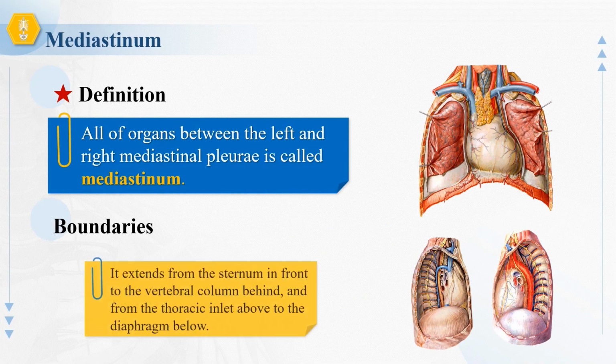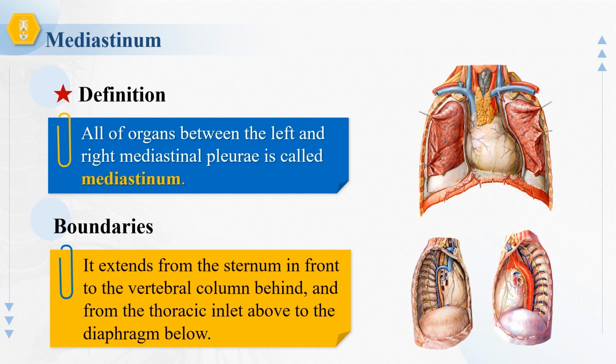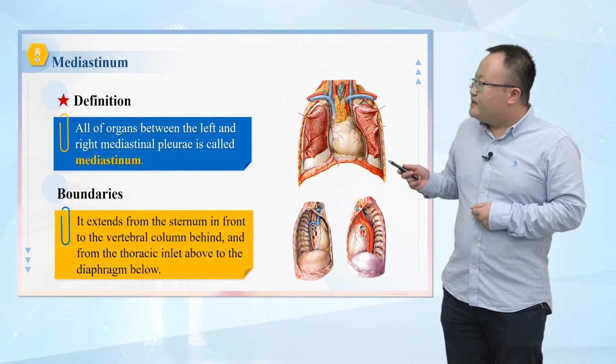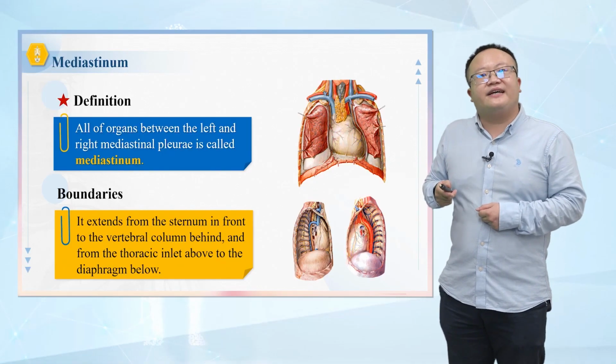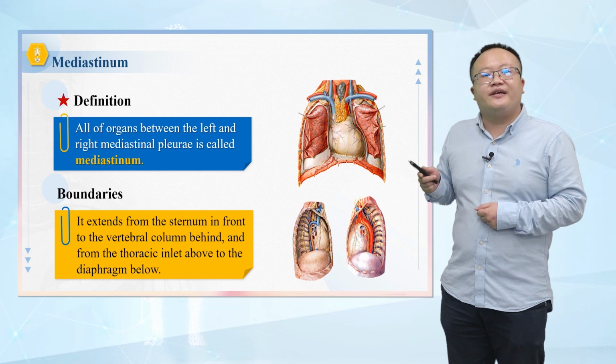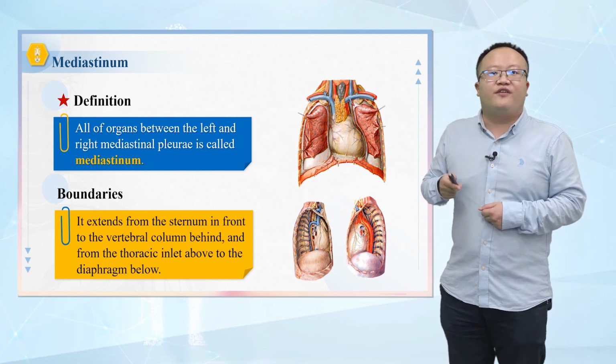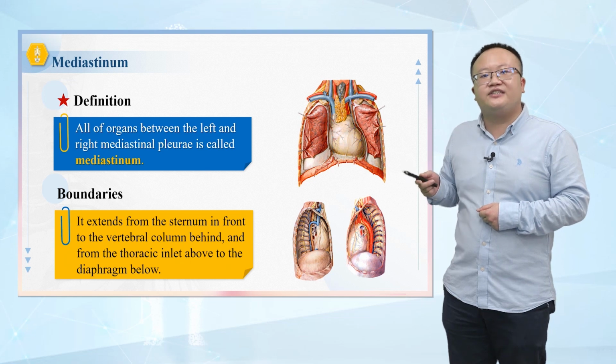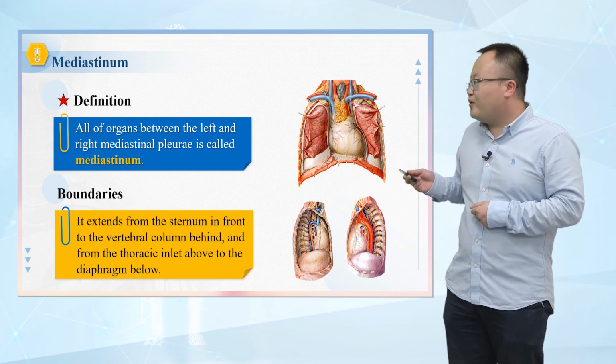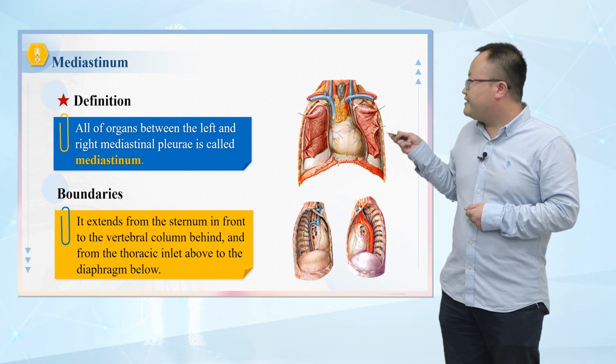Mediastinum. All the organs between the left and right mediastinal pleura are called the mediastinum. As for the boundaries, it extends from the sternum in front to the vertebral column behind, and also from the thoracic inlet above to the diaphragm below, just as this.